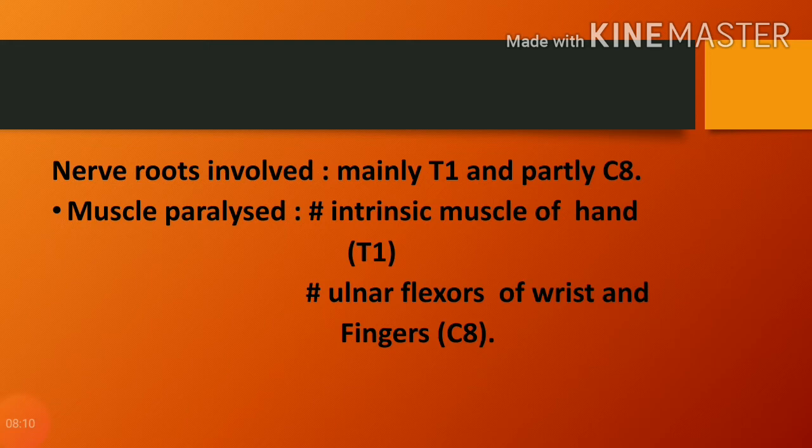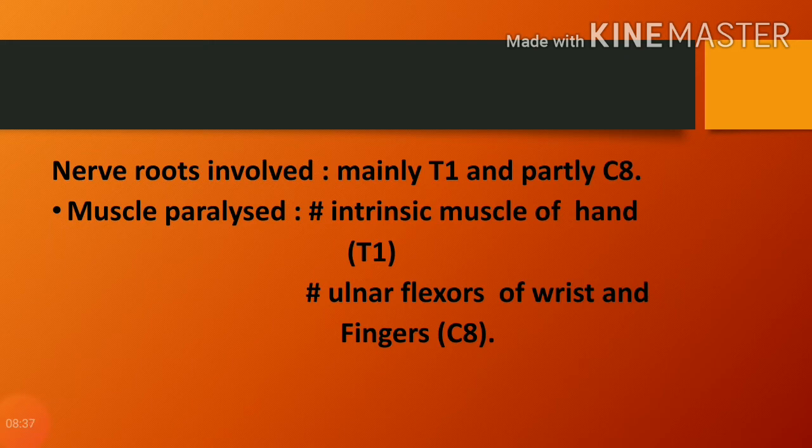So which nerve roots are involved? We have mainly T1 and partly C8. In Erb's paralysis we have mainly C5 and partly C6. Here we have mainly T1 and partly C8. So some things between Erb's and Klumpke's paralysis are not similar, but totally opposite, so you can get it out.